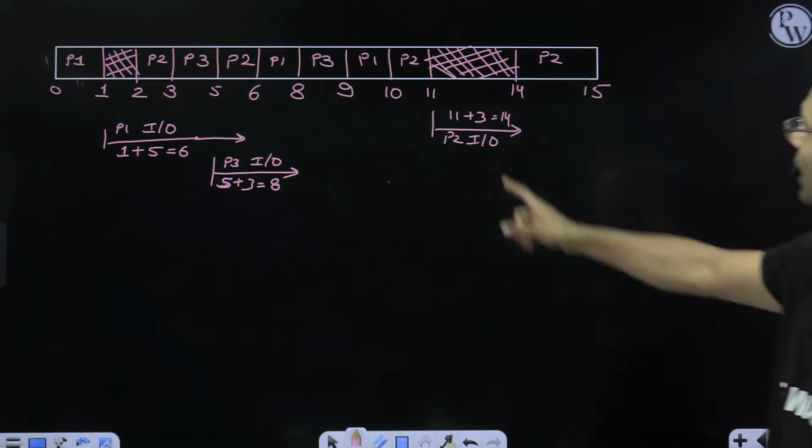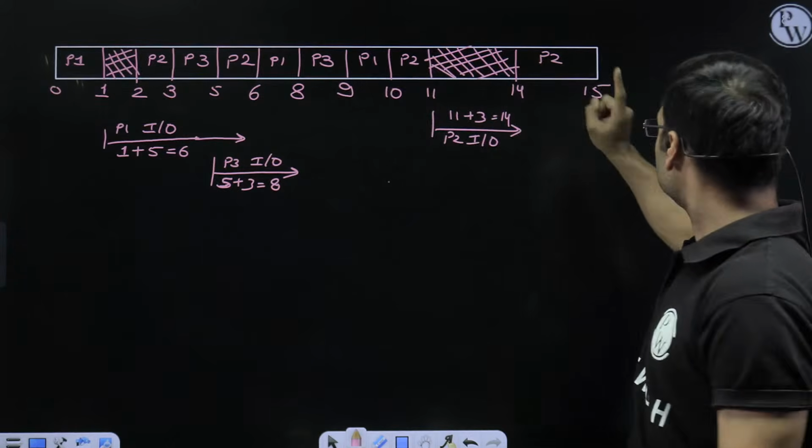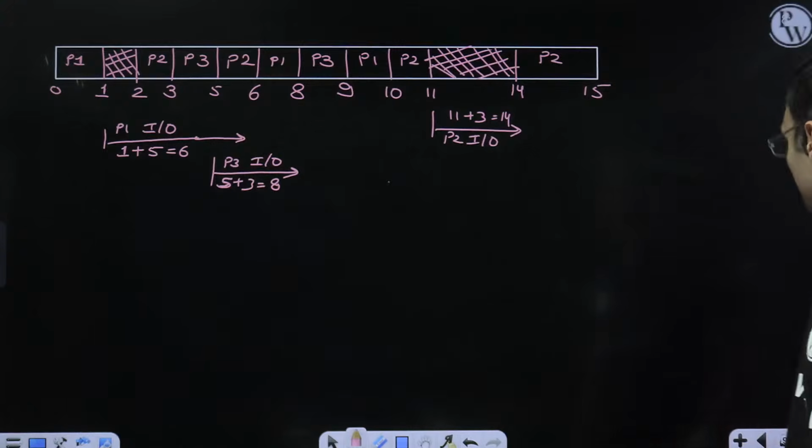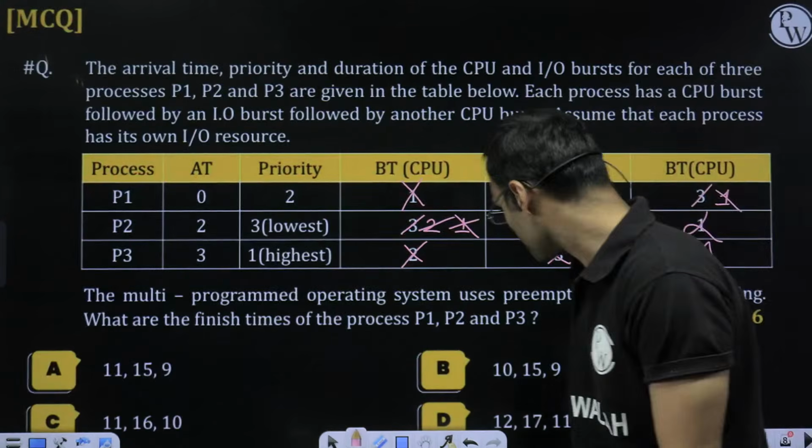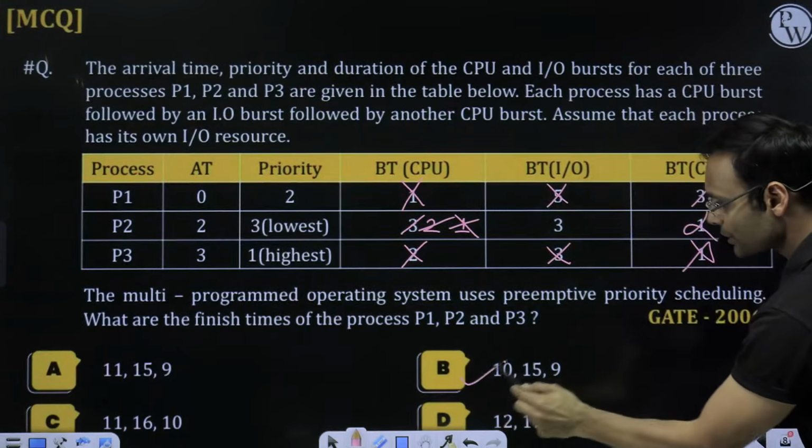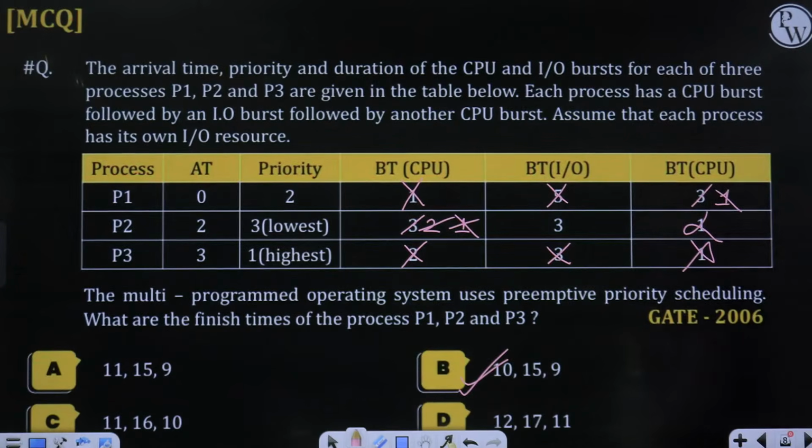So completion time of P1 is 10, P2 is 15 and P3 is 9. 10, 15 and 9 is the correct option. Option B is correct. So many of you have got the correct answer.